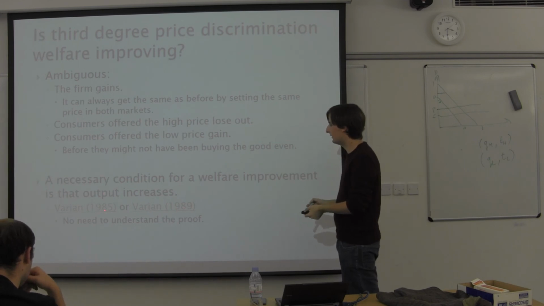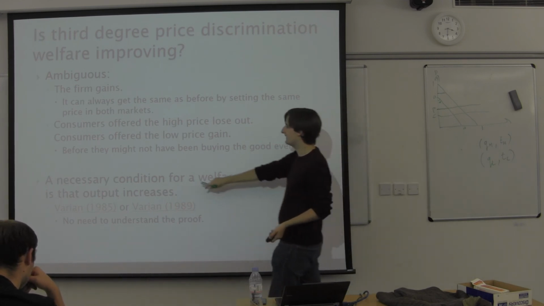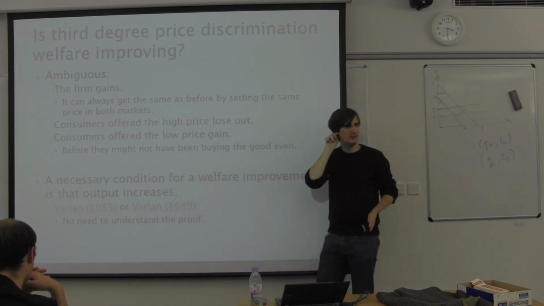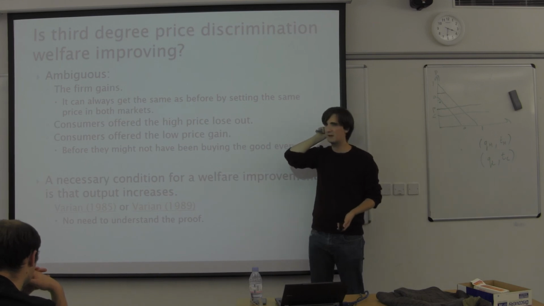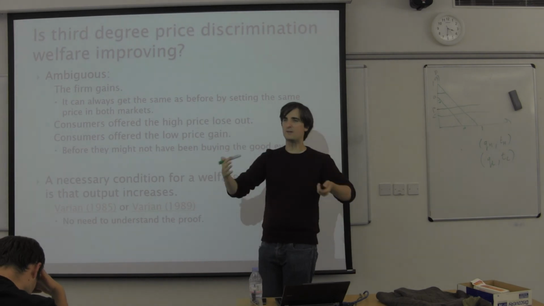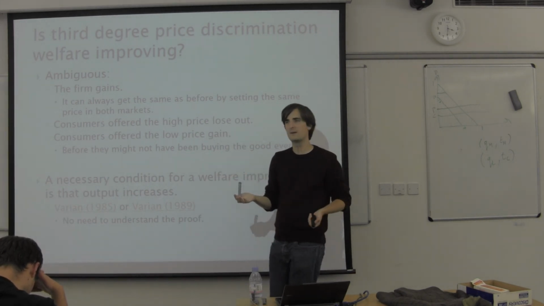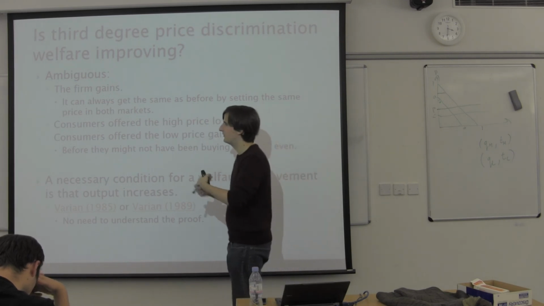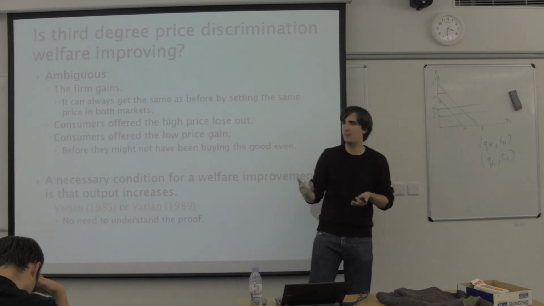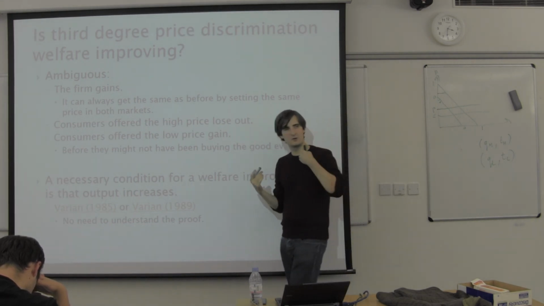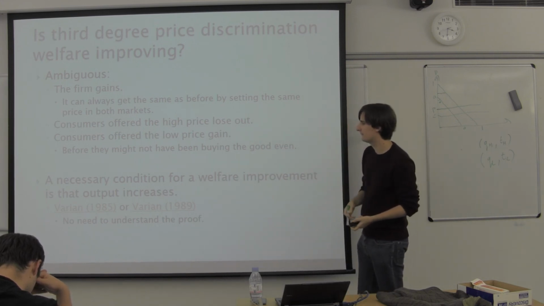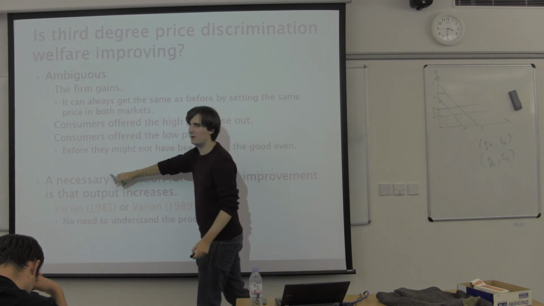And there are two nice papers by Varian that show that a necessary condition for a welfare improvement is that output increases. Okay, so third degree price discrimination can only improve welfare if the total quantity being sold has increased. So if before students weren't buying cinema tickets at all, and then once price discrimination starts, students start buying cinema tickets, then there's a good chance that welfare has increased in that market.